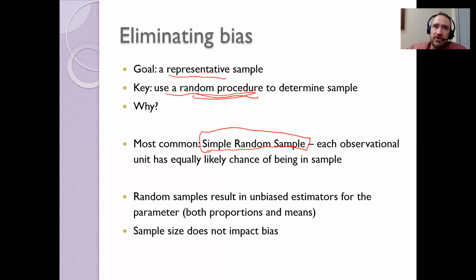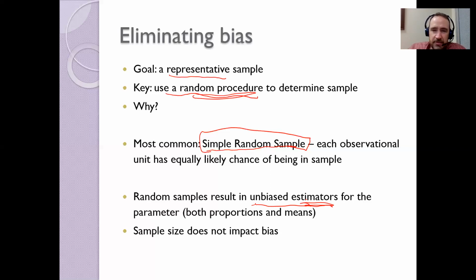And then we might go and try to get a couple of squirrels from each randomly selected region. So we can do things like that that will help eliminate bias and give us a good representative sample. Right? We say random samples result in unbiased estimators for the parameter, both proportions and means. So if we do a good job getting a random sample, then the statistic from our sample should give us a good estimation of the parameter, which is exactly what we want.